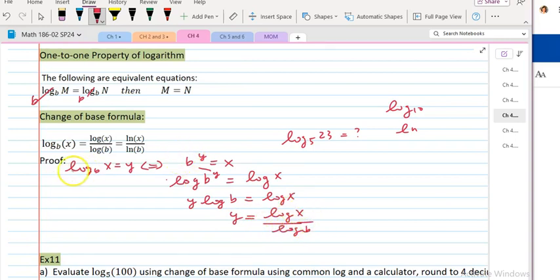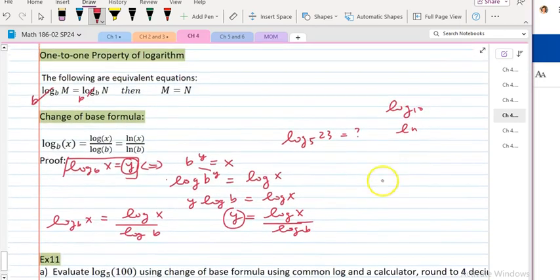So I start off with this, which is equal to y. This is also equal to y. So log base b of x is equal to log 10 of x over log 10 of b. And the same for ln. So if you want to do log base 5 of 23, what you can do is just do log 10 of 23 divided by log 10 of 5. You will get the answer.